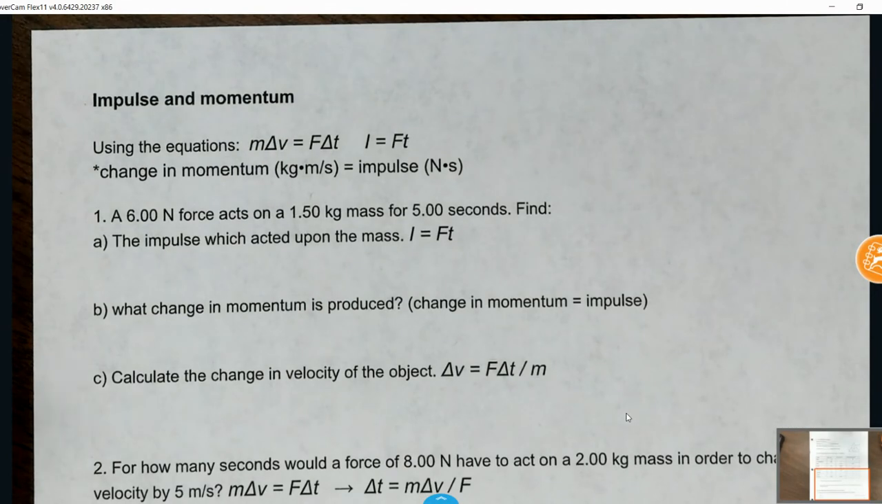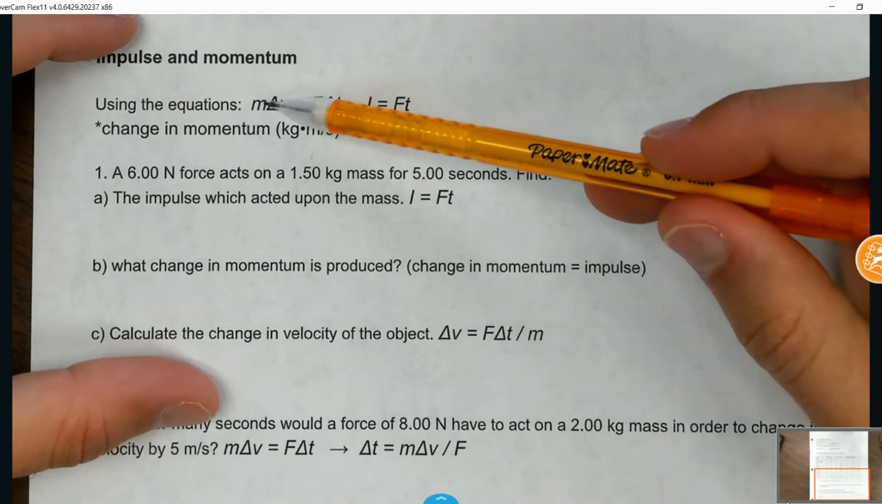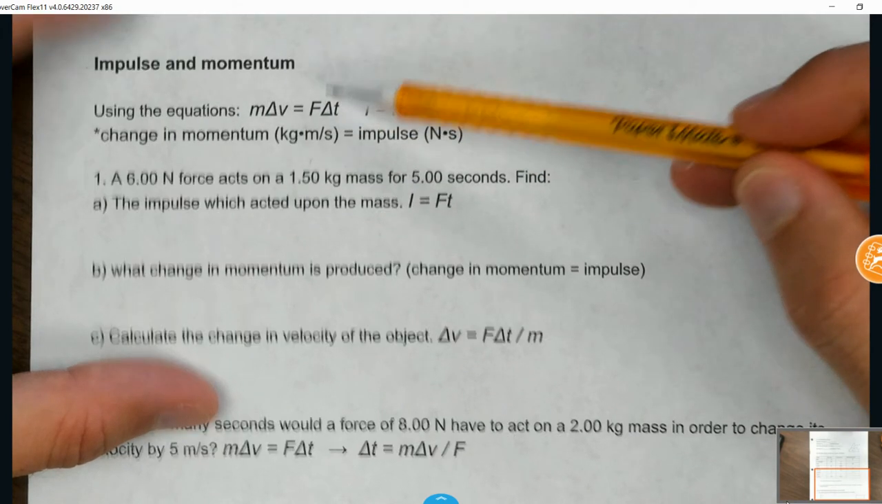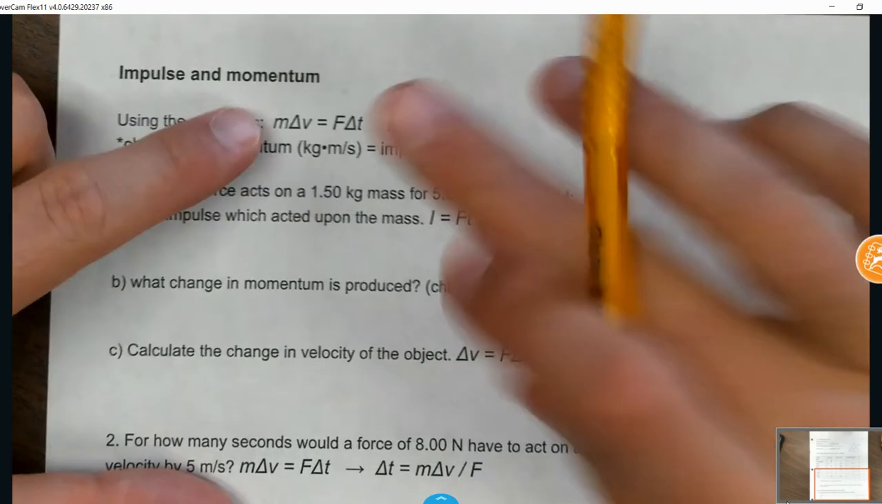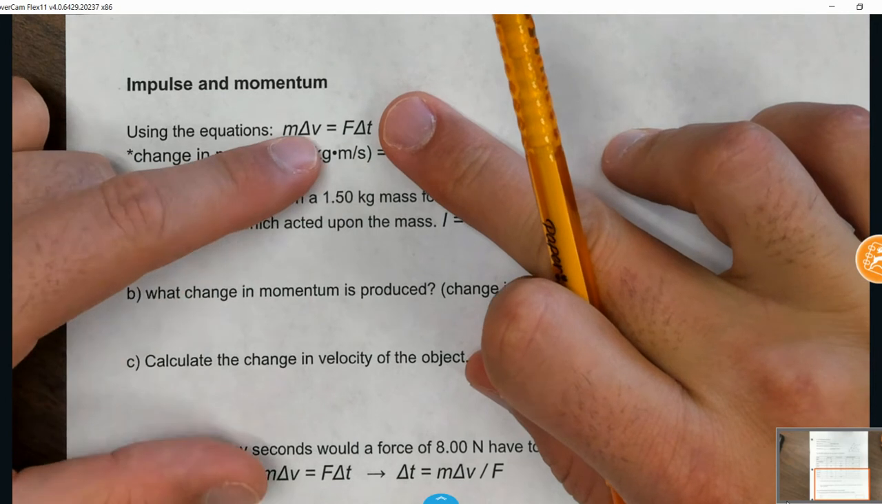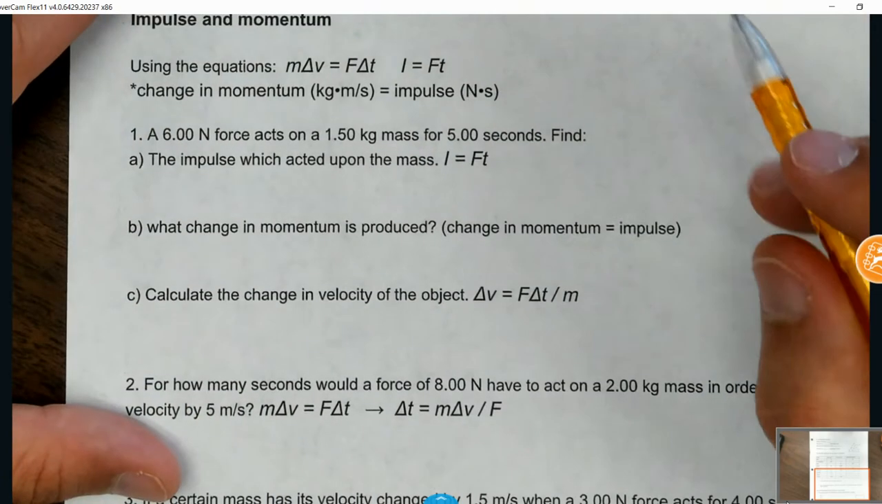Okay, so we have our impulse and change of momentum homework. Two equations. Mass times the change in velocity is equal to the force times time. Impulse is force times time. These things are equivalent. So if you know what the impulse is, that's how much the momentum is going to change by.